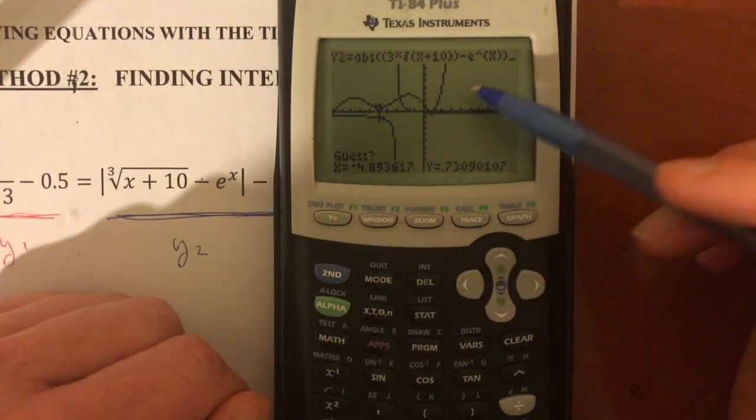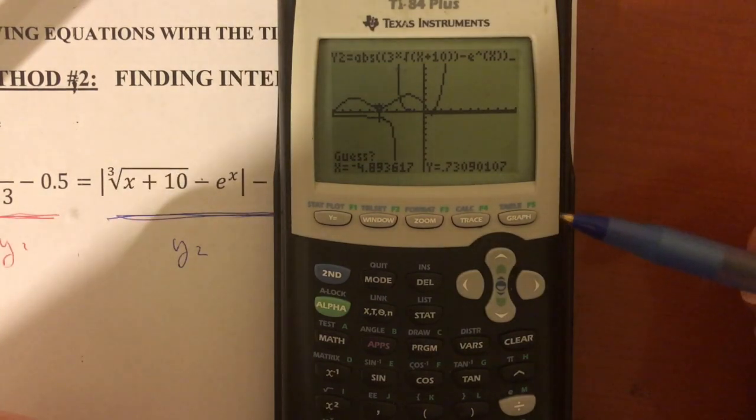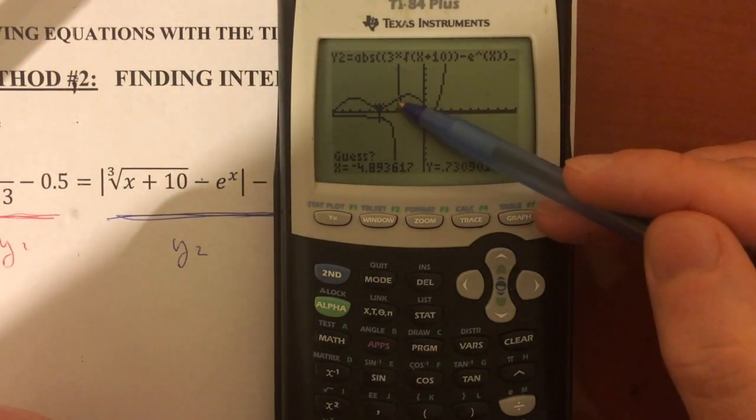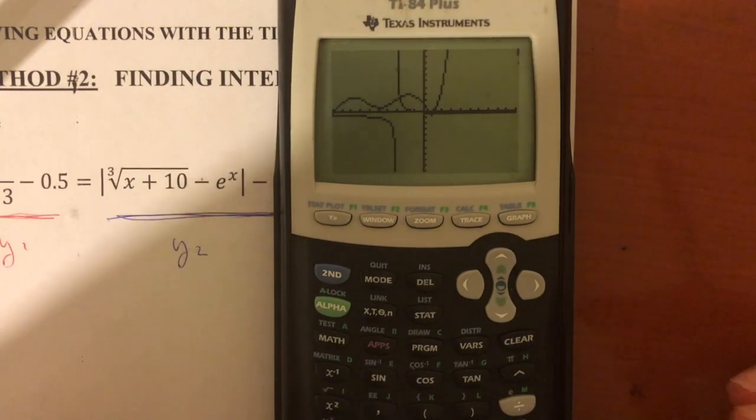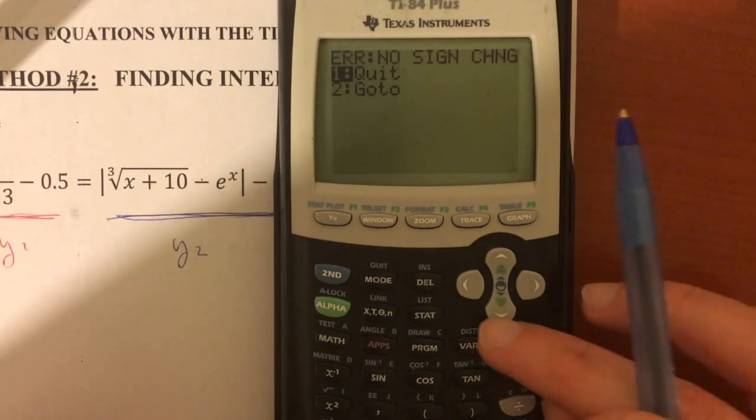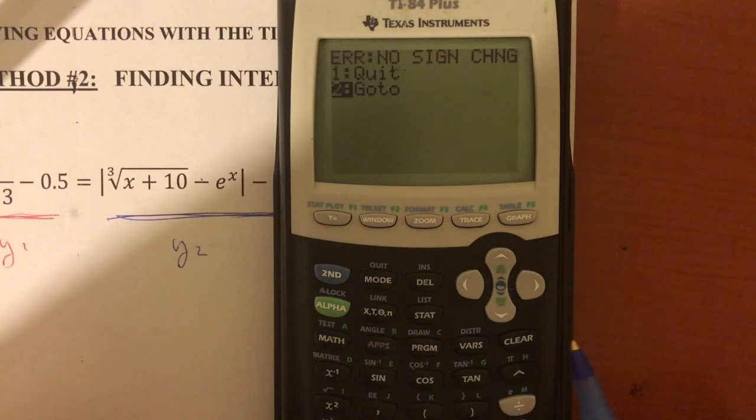Guess, again, you could just hit enter and it'll go to the closest one. If you want to say, hey, I want to go to the one that's around -3, this is where you could type -3 if you like. And apparently that's an issue.